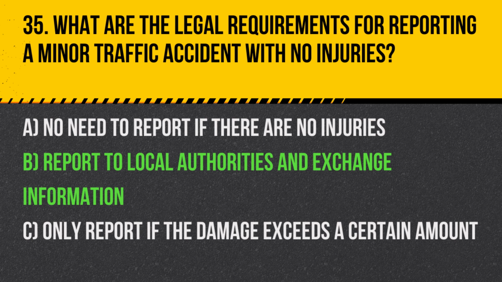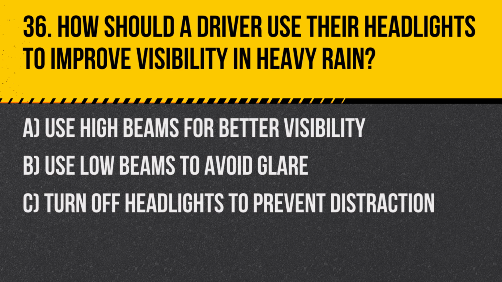Answer B. Report to local authorities and exchange information. This is necessary for insurance and legal purposes. Question 36. How should a driver use their headlights to improve visibility in heavy rain? A. Use high beams for better visibility. B. Use low beams to avoid glare. C. Turn off headlights to prevent distraction.